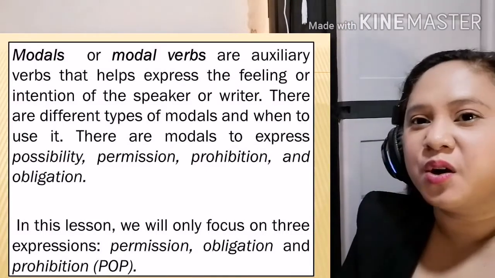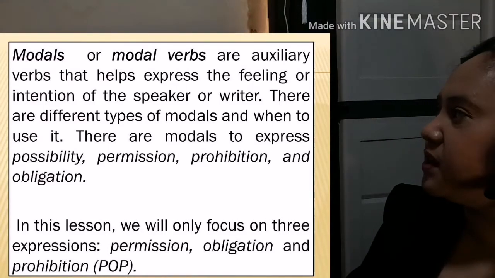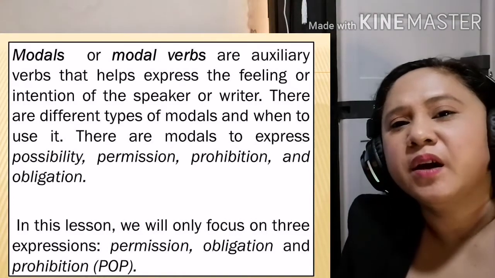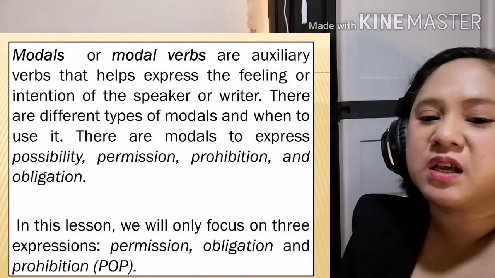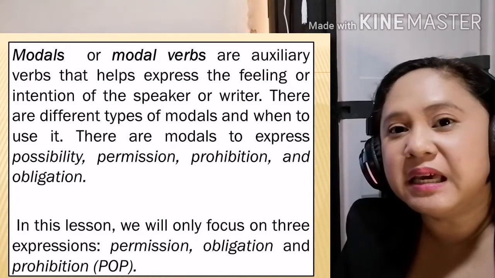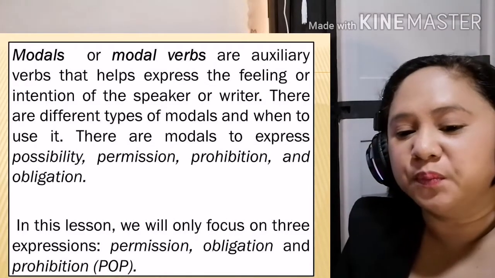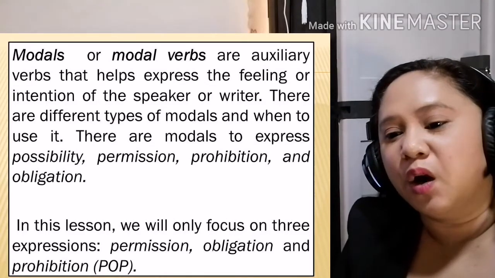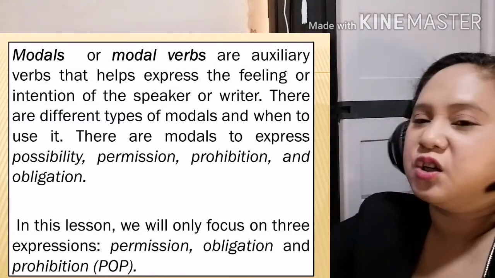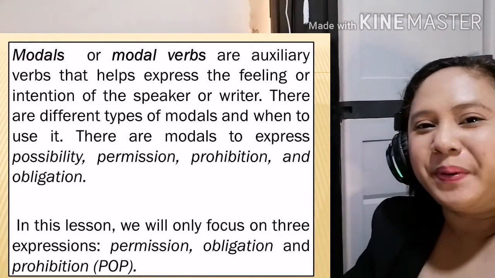So modals or modal verbs are auxiliary verbs that help express the feeling or intention of the speaker or writer. There are different types of modals and when to use them. There are modals to express possibility, permission, prohibition, and obligation. In this lesson, we will only focus on the 3 expressions: permission, obligation, and prohibition. Or again, as we call it, the POP.